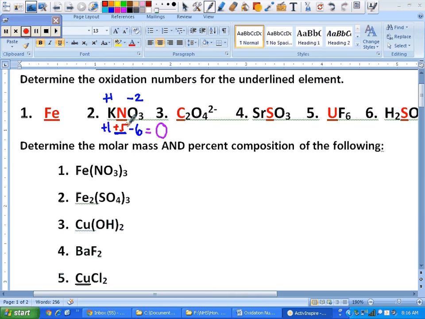Calvin, you have a question? Okay, you good? Now, nitrogen has to give away 5 electrons. If there's one nitrogen, how many does it have to give away? All 5, right? So look at the instructions: determine the oxidation numbers for the underlined element. So what would your answer be for this question? +5. That's all you would put, is +5.